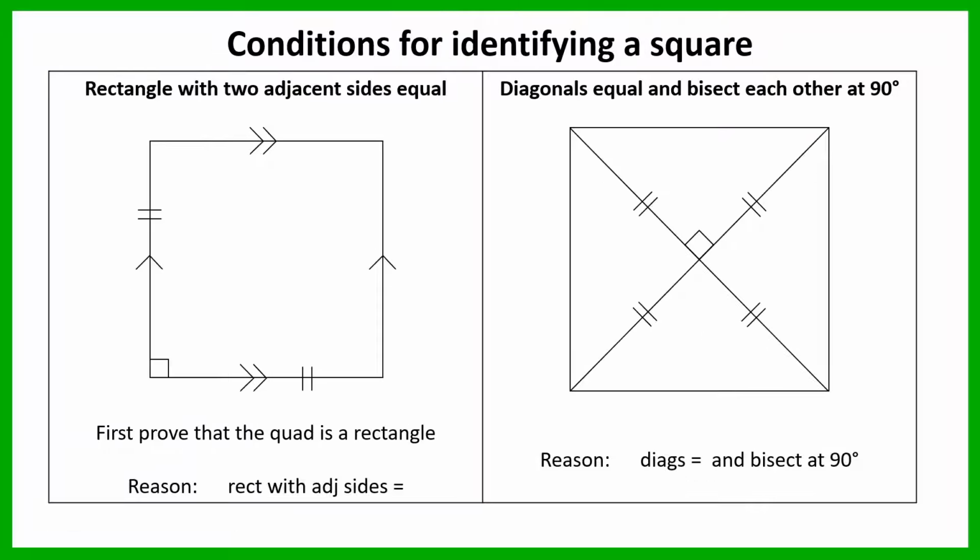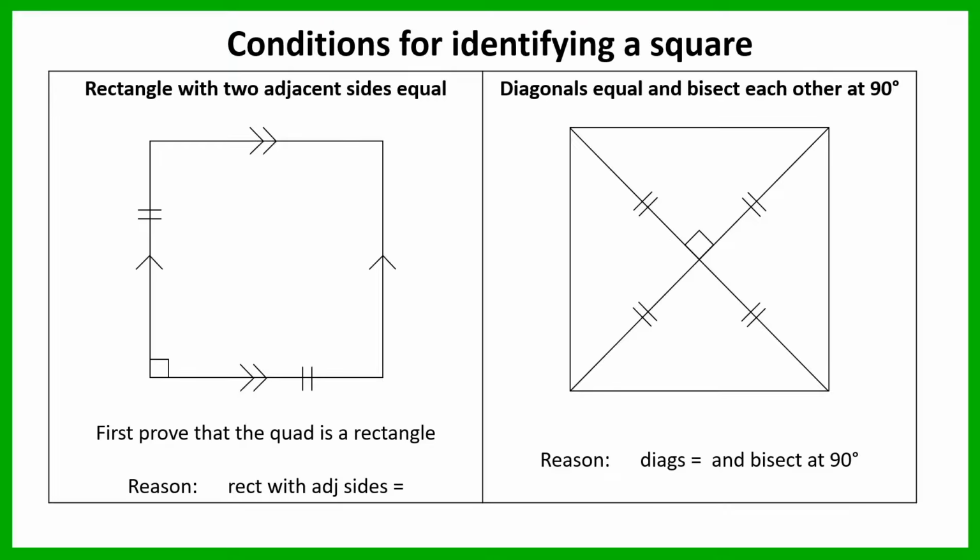Next, the conditions for identifying a square. Now remember, a square is a special kind of parallelogram, but actually it's even more than that. It's a special kind of rectangle. So if you can prove that your quadrilateral is a parallelogram with a right angle, so it's a rectangle, and it also has adjacent sides equal, then you know that it is a square.